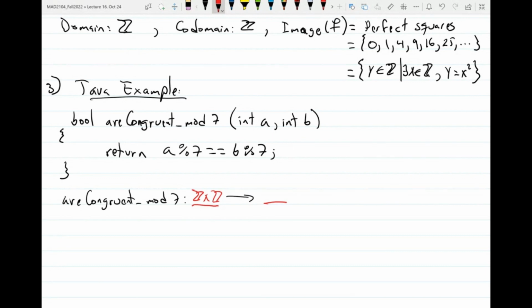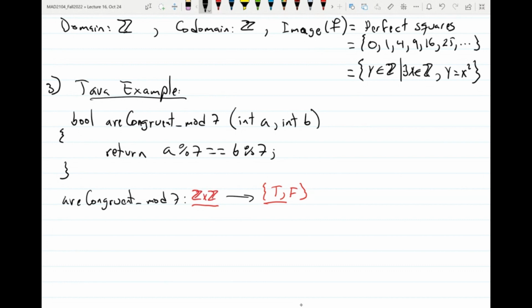And then what's the codomain? It's a set with two values in it. What is it? True or false. The value true, the value false. Do you understand this? This is a function whose input is a pair of integers, so it's an element in the Cartesian product Z cross Z, and the output is either true or false. So it's a set with these two elements. By T I mean true, and by F I mean false. Or you could say 0, 1, and then say 0 is false, 1 is true. Okay, let me write this more nicely.